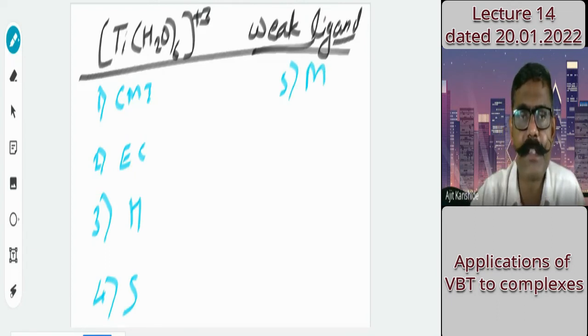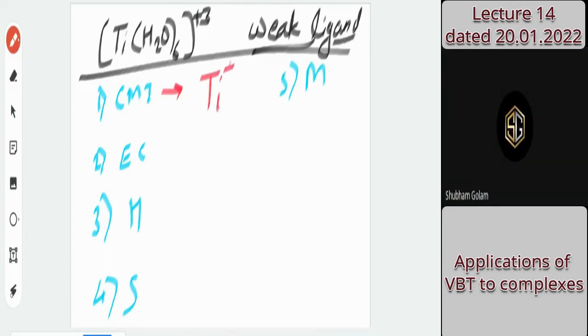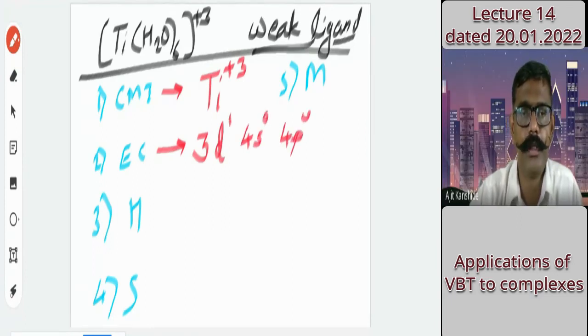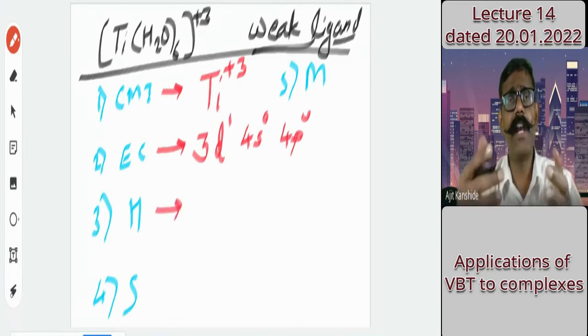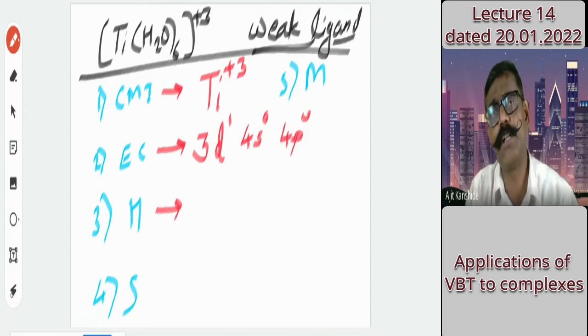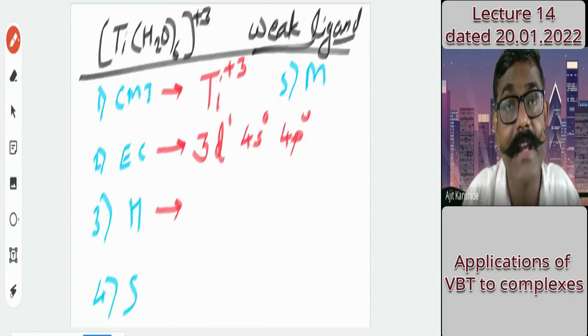Which metal ion is present here? Titanium +3. Right. Electronic configuration, outer. 3d1, 4s0, 4p0. Yes. Hybridization: you can write the electronic configuration. For hybridization, two possibilities are there, d2sp3 and sp3d2. Decide on the basis of strength.